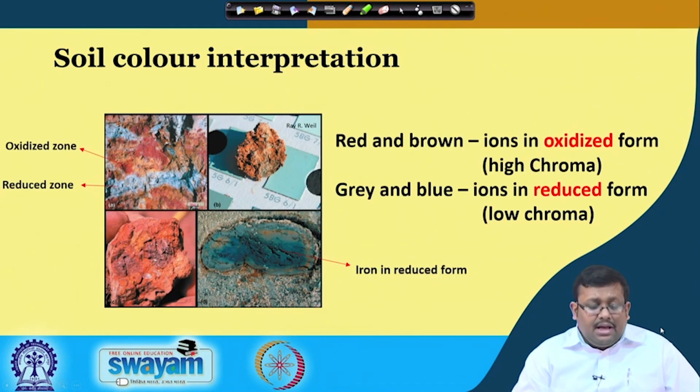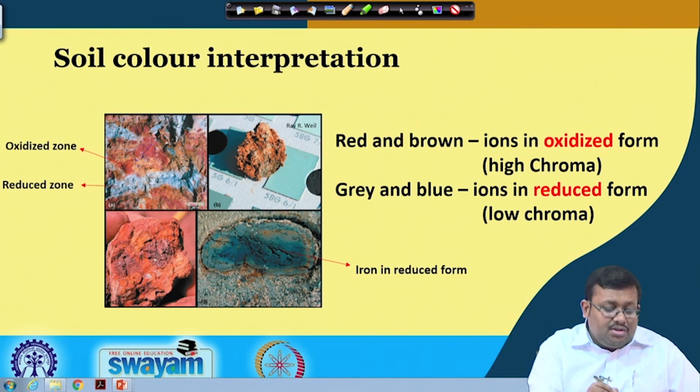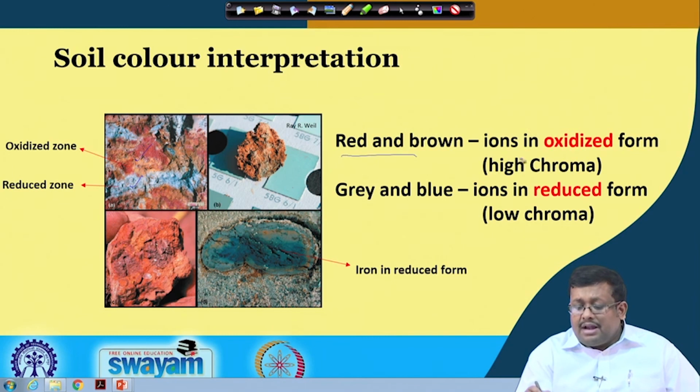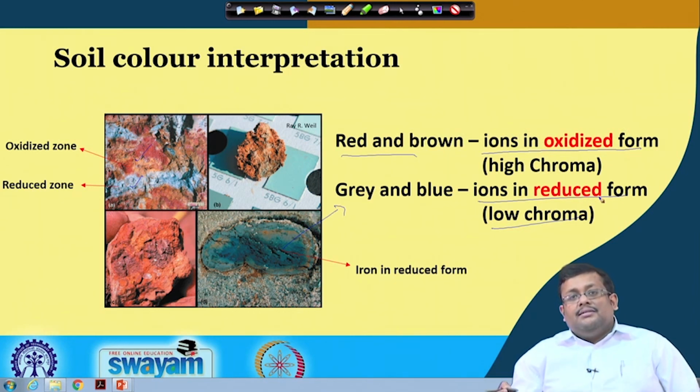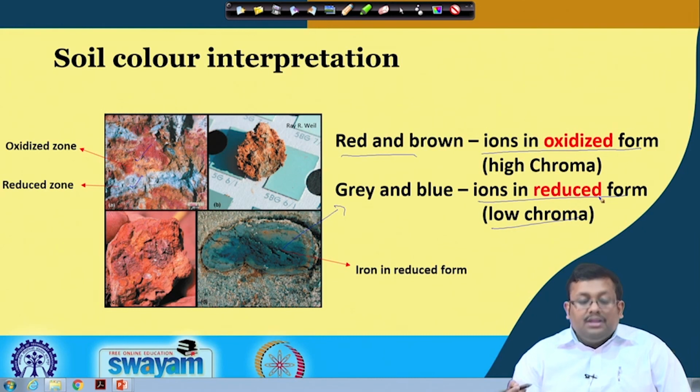Here you can see different types of oxidation reduction states. Obviously, these are oxidized zones and these are reduced zones, as you can see from the color difference. Red and brown are showing iron in oxidized form or high chroma, and gray and blue zones just like these are showing the iron in reduced form or low chroma. So, based on this oxidation reduction of iron, the color varies and their value and chroma also vary.